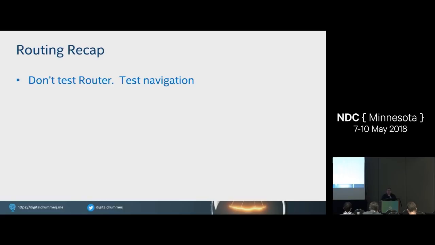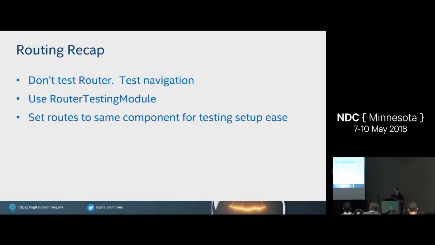So we want to make sure we don't test our router. We want to test our navigation pieces. Let the Angular guys test the router. We want to use our router testing module. You will still see that their documentation is all around their old router stubs and their router stub directives. And funnily enough, they actually have a comment in their docs that says, in a future guide, we will use the router testing module. So it is their way to do it. All of their samples now use it behind the scenes, but their docs still have the old way to do it. I like to set the routes to the same component so that it makes testing setup easy.